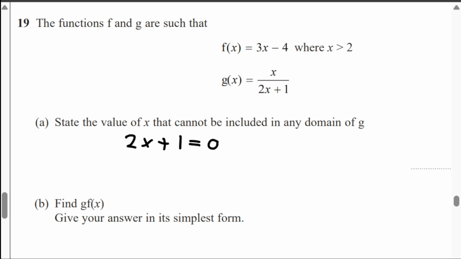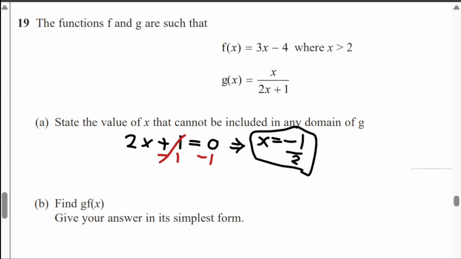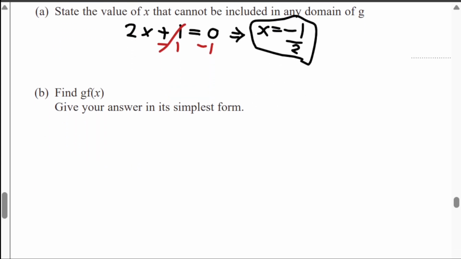It looks nice. And then I'll do minus 1 on both sides to get the value of x. So that gives you 2x equals negative 1, because it's just 0 minus 1. And then I'll divide by 2 to get the value of x. So x is negative a half. We can't have the denominator be negative a half. This is the answer. Now let's look at the second part.